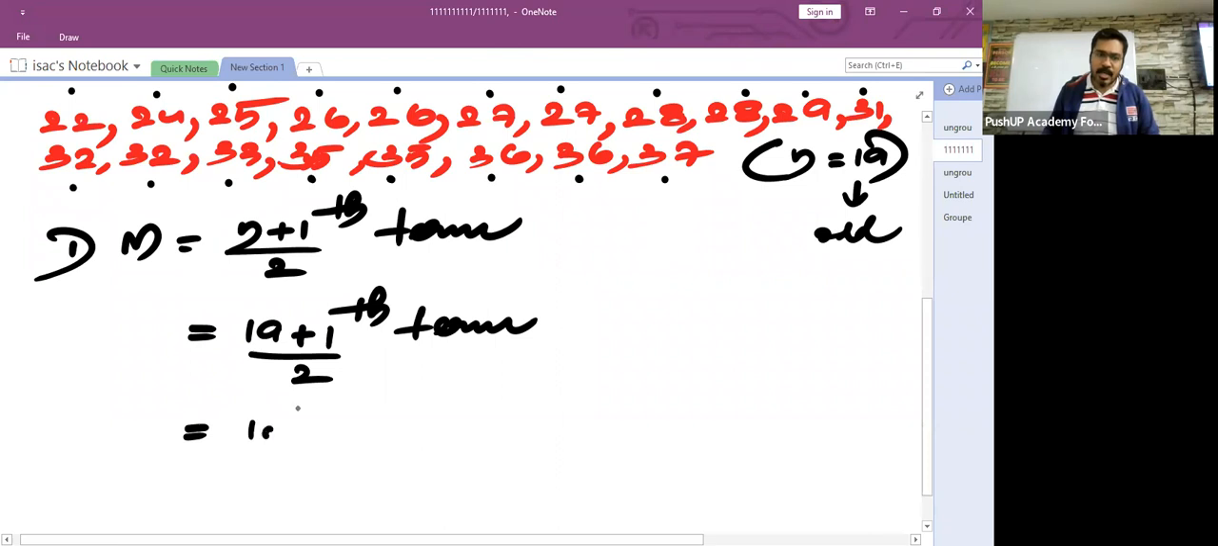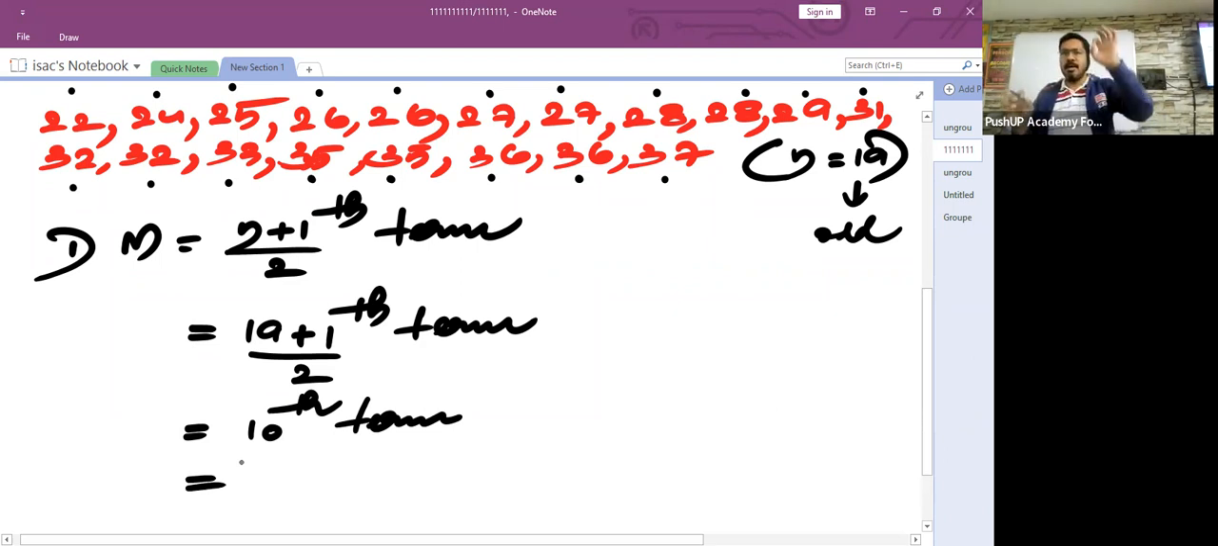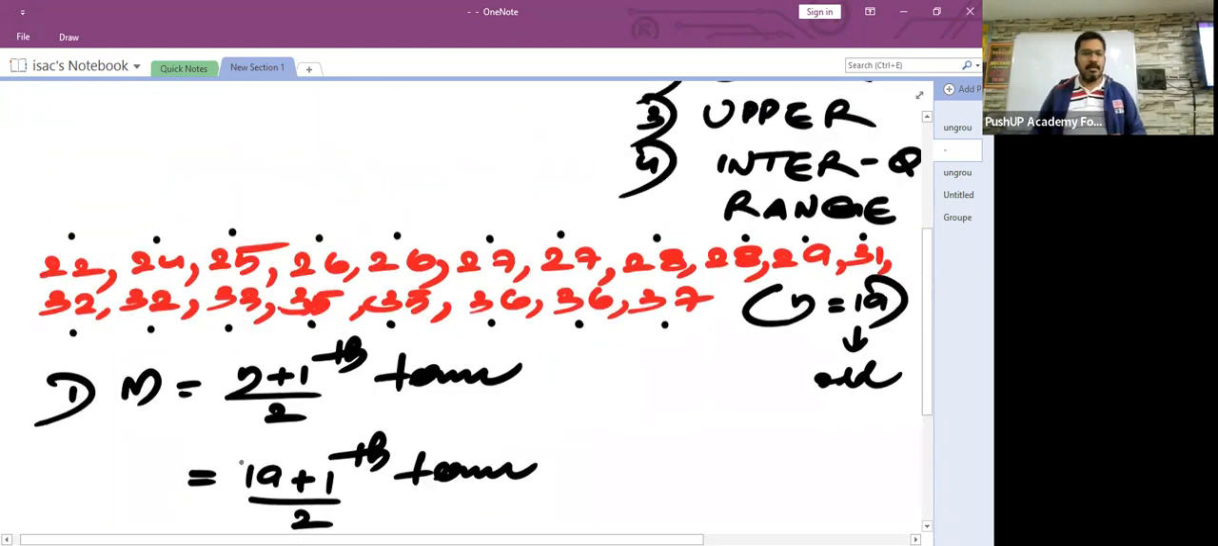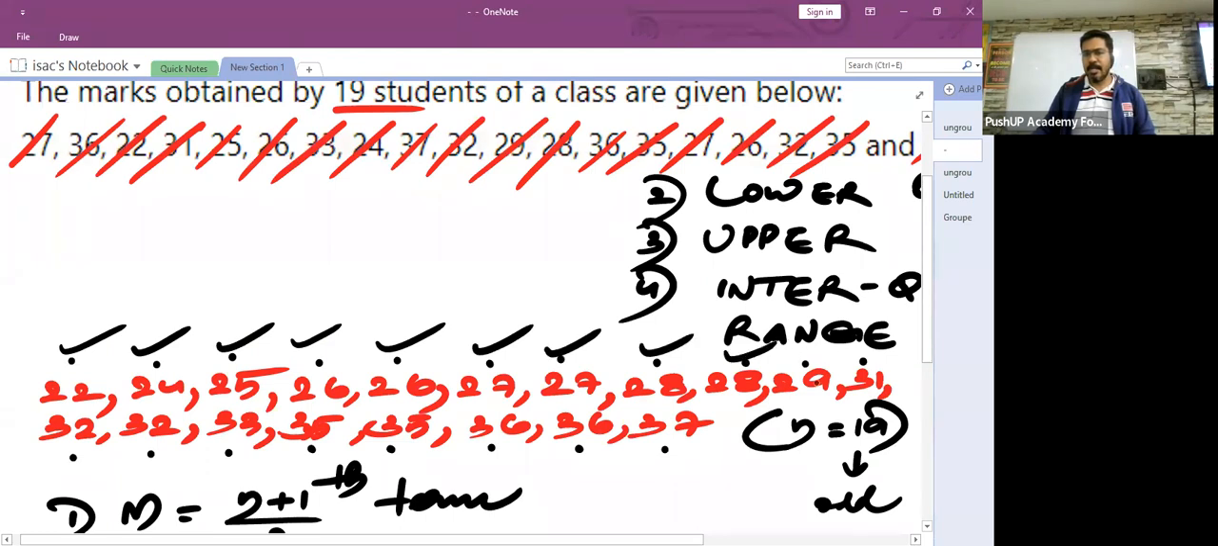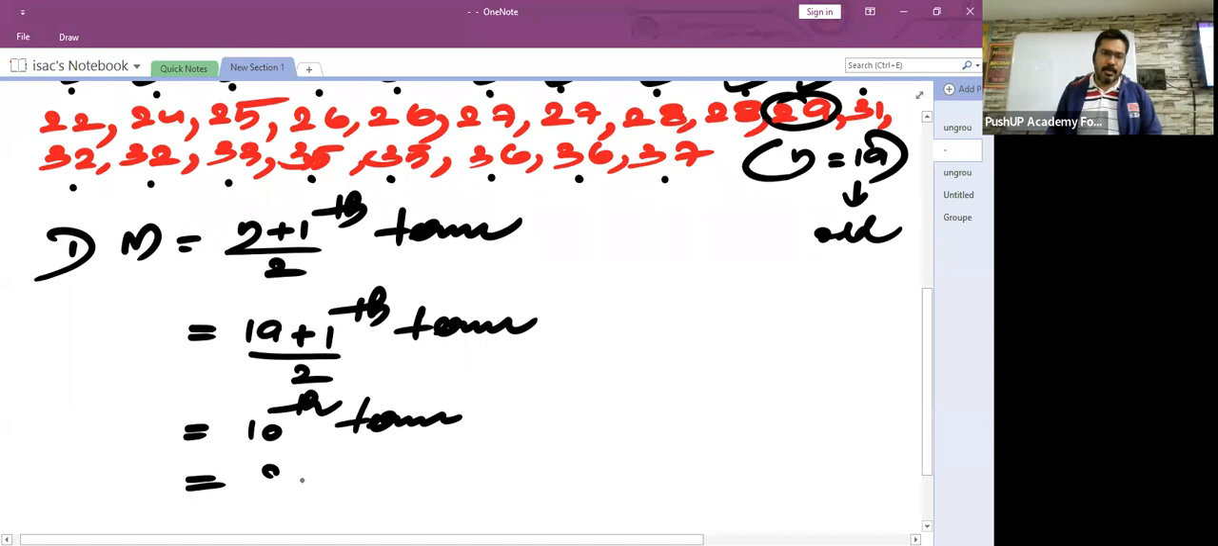Median is not 10, children. Median is the 10th term. So you have to go to this raw data and figure out exactly where that 10th term comes. Where does it come, children? 1, 2, 3, 4, 5, 6, 7, 8, 9, 10. This is your 10th term. So children, the answer to your question is 29. Easy? 29 comes exactly in the middle of the arrangement.